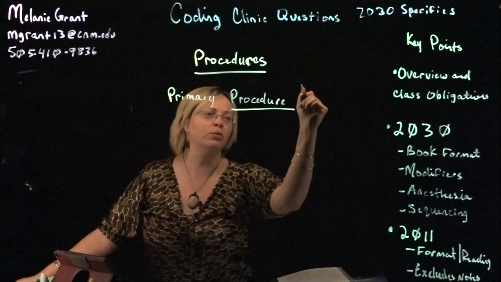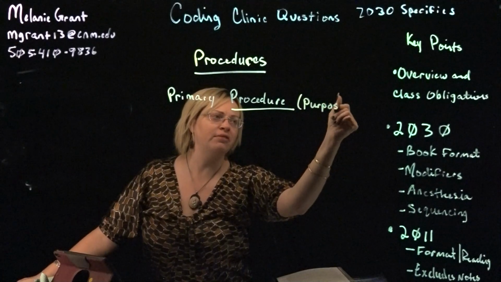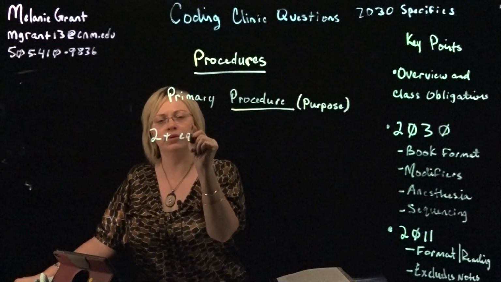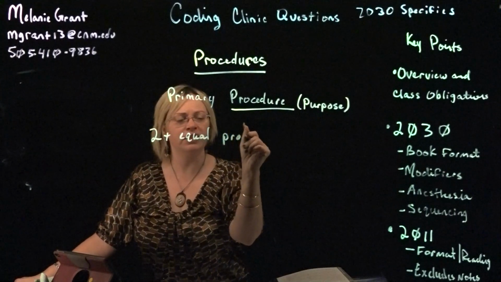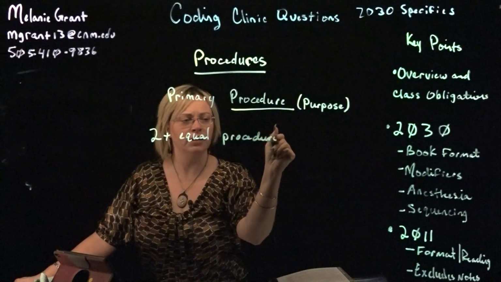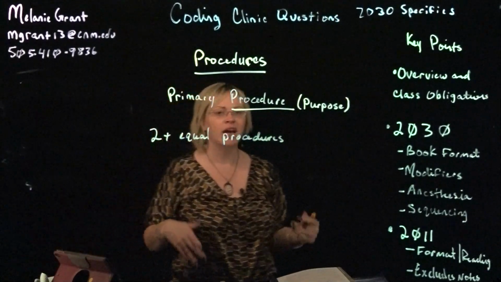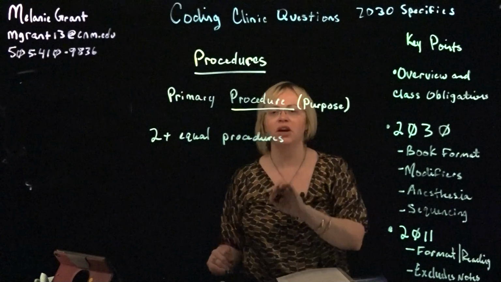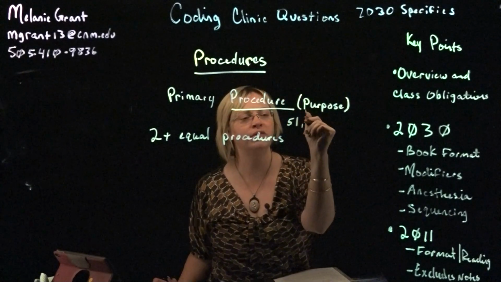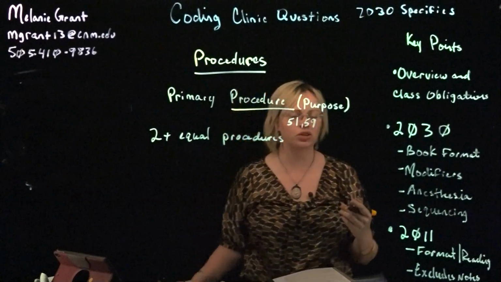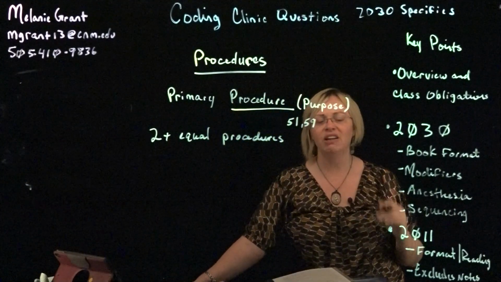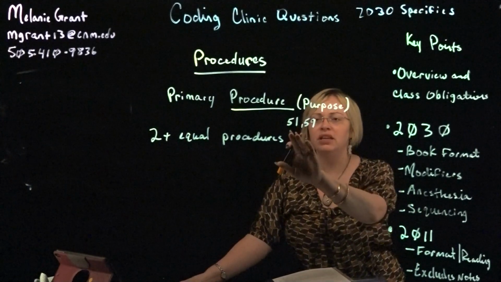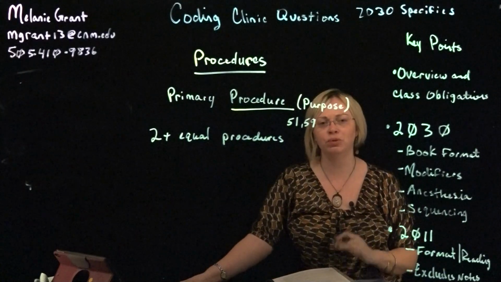Another word you can say is purpose. If there's more than one that is equal, so 2 or more equal procedures, now these are not necessarily guidelines in your book, but this is a great question. How would we want to report this? Well, this goes down to a billing question, because remember that we always put the 51 or 59 modifier on the procedure that is secondary to the primary procedure. If both procedures are addressed equally, you can list them in either order. However, the 51 or 59 should be on the lesser of the 2 procedures.